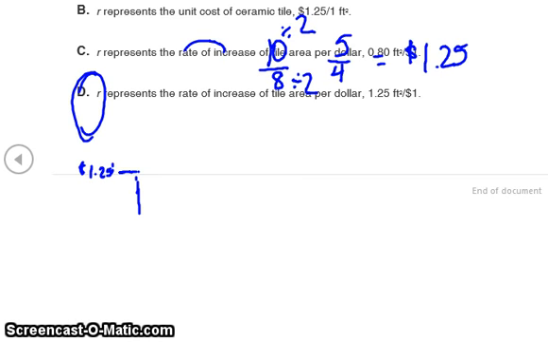C and D have the rate of increase. So those two are out, so the correct choice there is B.